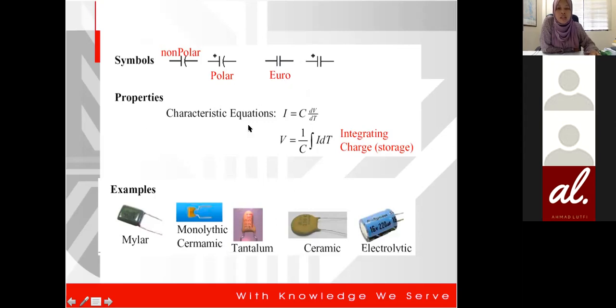Usually we use this one. Okay, the characteristic equation of capacitor: I is equal to C dV/dt, and V is equal to 1/C integral of I dt. So these are examples of capacitors that are usually used in the circuit. Usually what we commonly see looks like this, this one, this one.